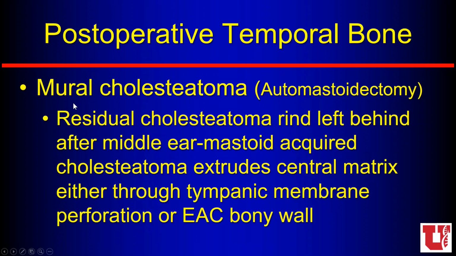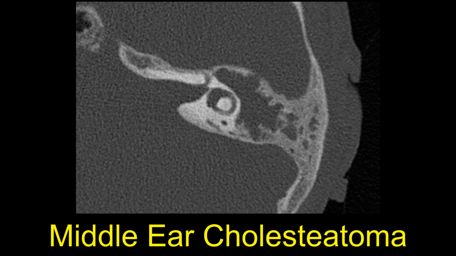Now, we talked before about a middle ear cholesteatoma. Anytime we have a homogeneous soft tissue mass with some kind of ossicular destruction, if it's non-gravity dependent, over 90% of the time that is most likely to be a cholesteatoma.